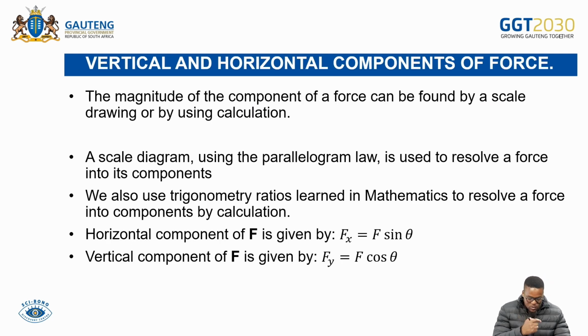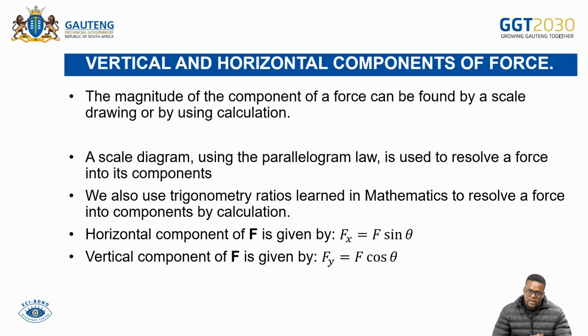Okay, so the magnitude of the components of forces can be found by a scale drawing or by using a calculation. A scale drawing, of course you have to use the parallelogram law, is used to resolve a force into its components. And then you can also use the trigonometry ratios learned in mathematics to resolve a force into components by calculation, right? And then if you are using the calculations, how to calculate the horizontal component.